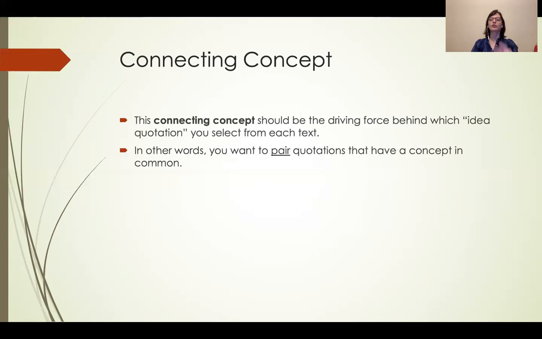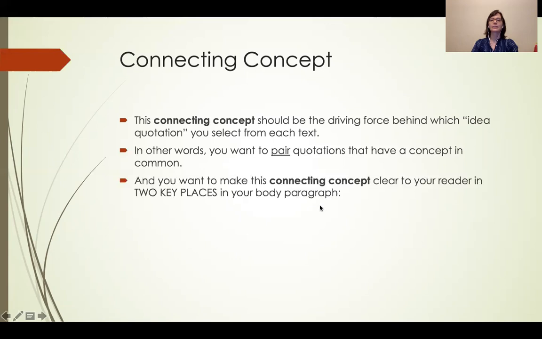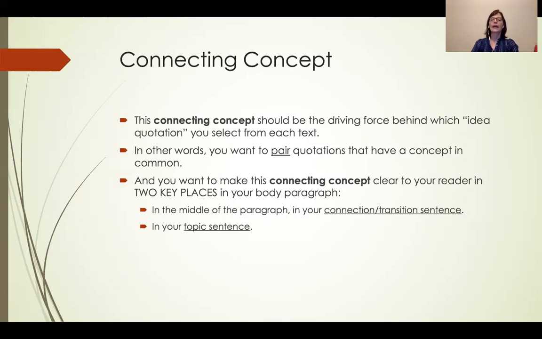Okay, so in other words, you want to pair quotations that have a concept in common. And you want to make this connecting concept clear to your reader in two key places in your body paragraph. The first place is in the middle of the paragraph, in your connection transition sentence, as we saw, and also in your topic sentence.